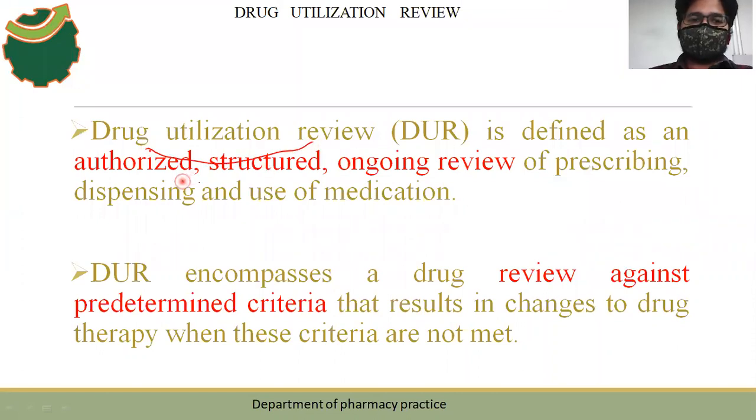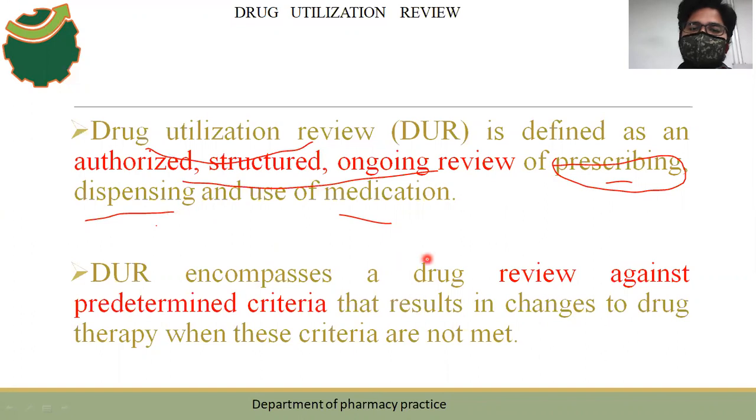So a drug utilization review is an authorized, structured and ongoing review process which is designed for prescribing, dispensing, and use of medication. Specifically, your drug utilization review is designed for seeing how the prescriptions are being made, how the dispensing is being done, and how the medications are being used. So here, we'll be checking mostly the prescribing and dispensing.